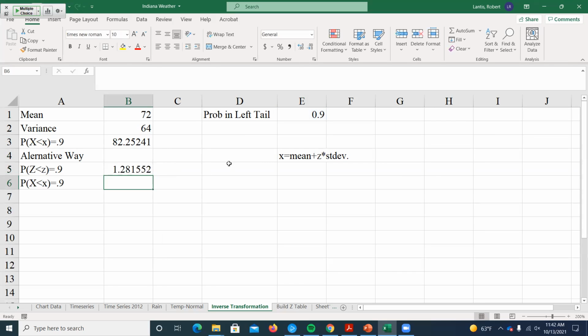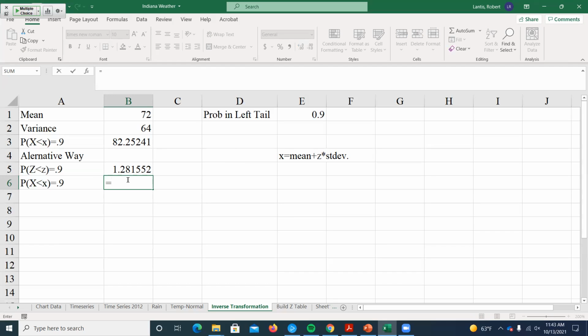Remember, when we looked it up, we were between 1.28 and 1.29. So we had to use the higher of the two. That's why our answer might be a little bit different than what Excel tells us, because Excel knows it's in between 1.28 and 1.29, but it can find the exact value that it is. So 1.28155.